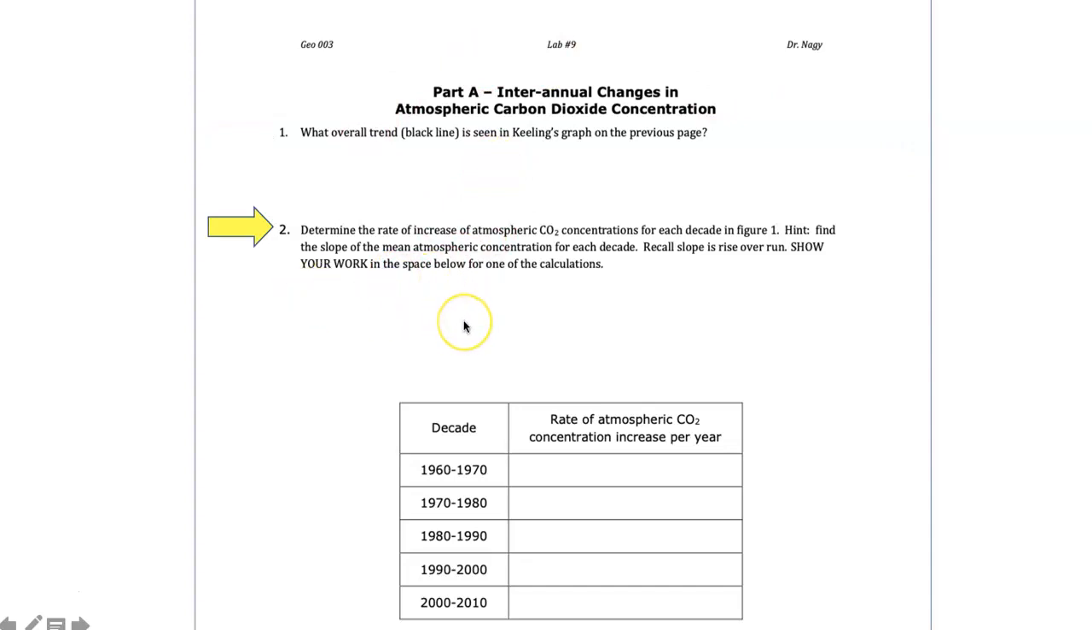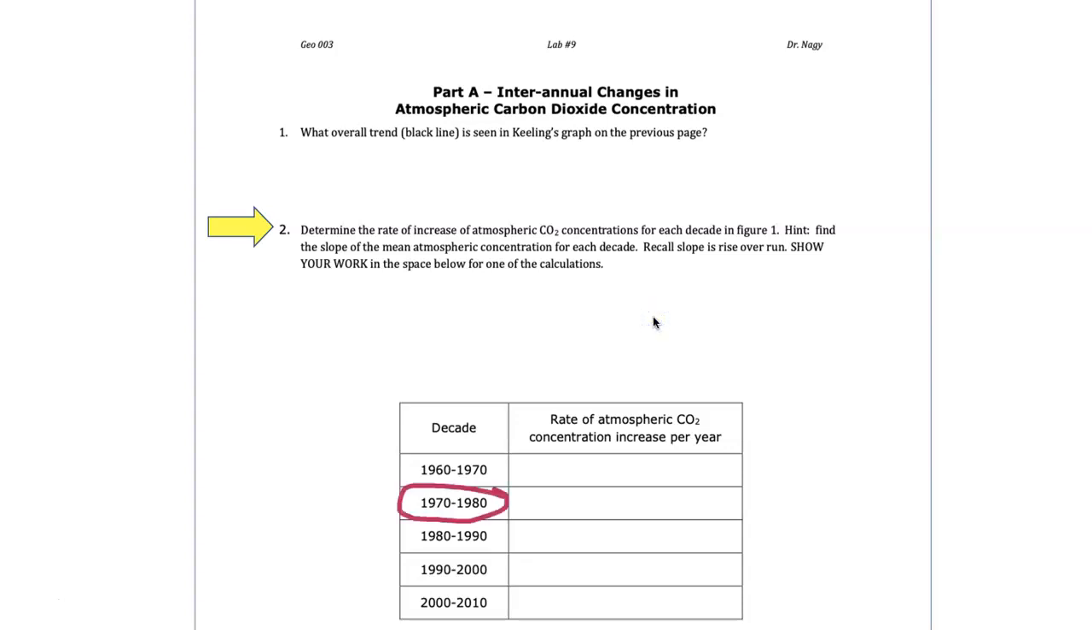Number 2 says, let's determine the rate of increase of carbon dioxide for each decade. In other words, is it increasing steadily or is it increasing more quickly as time goes on? Or perhaps it's increasing slower and slower as time goes on. It says we want to find the slope for each decade and compare them. Slope, if you recall from a math class, is the rise over the run. Or if you're looking on an XY graph with X points and Y points, the difference of the Y values over the difference of the X values. I'm going to show you an example and do one for you. From there, you should be able to do it on your own.